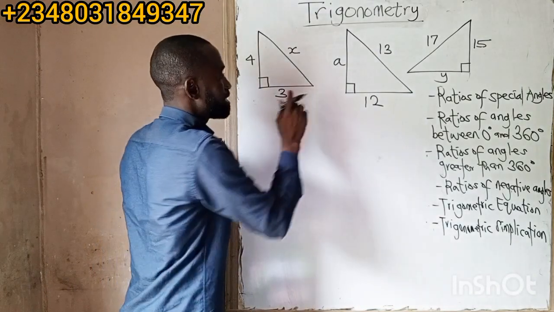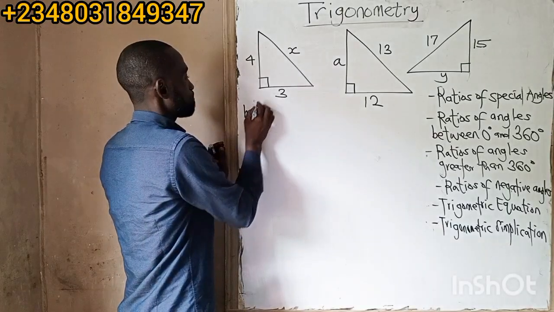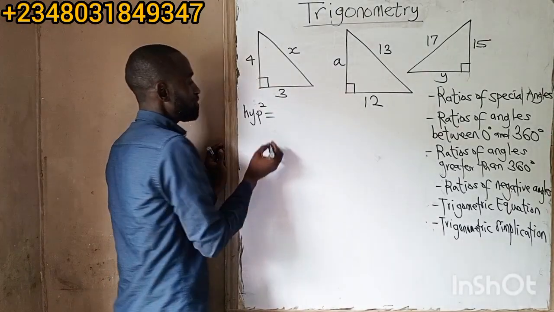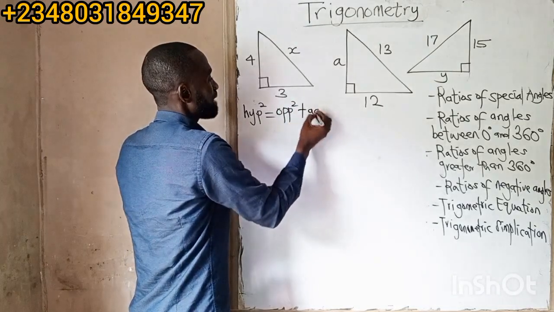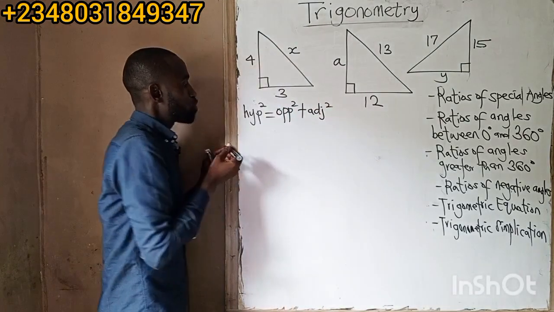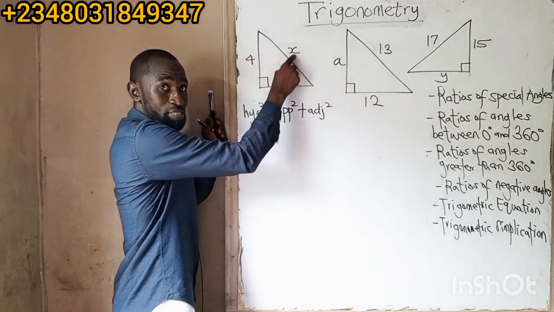The first thing, you state the theorem first. So this first one, we have hypotenuse all squared, the theorem, so you won't make mistake, is equals to what? Opposite all squared plus adjacent all squared. So where is the hypotenuse? The side that is facing the angle 90, which is x here.